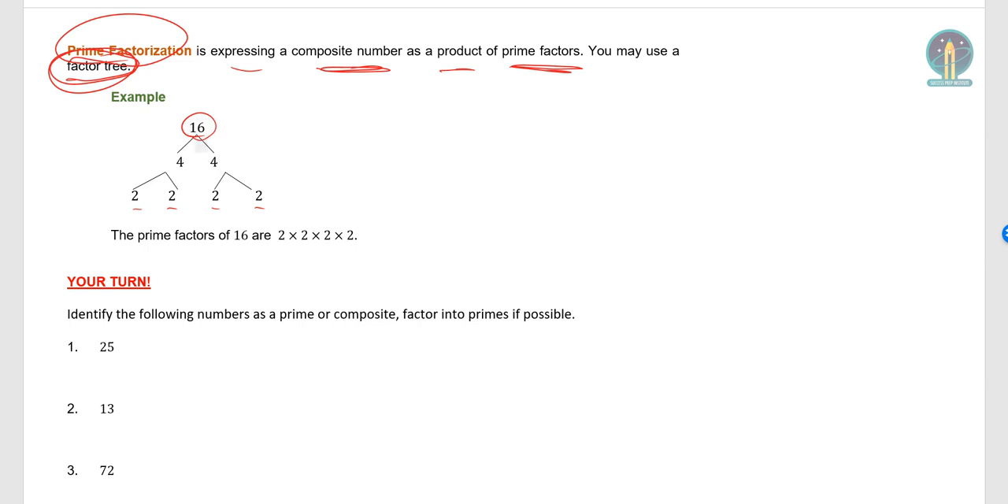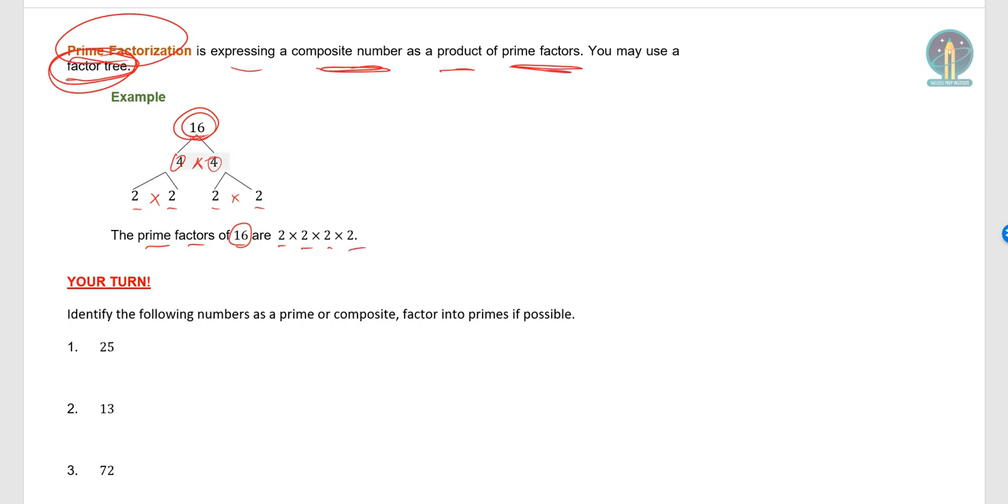So as an example, 16 has as factors 4 and 4. So 4 times 4 gives you 16. And then each of these 4s breaks down further to 2 times 2. So 4 breaks into 2 and 2, and then this 4 breaks into 2 and 2. So we say that the prime factors of 16 are 2, 2, 2, and 2.